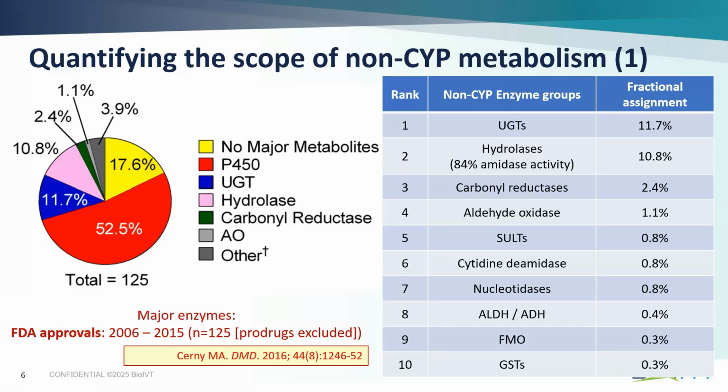And if you go down the list, you'll see the sulfotransferases, very specific cytidine deaminase enzymes, nucleotidases, aldehyde and alcohol dehydrogenases. And FMO, surprisingly, is way down here at number 9, and then glutathione S-transferases at number 10. And later I'll get to my own list of my top 10 and some of the caveats for why these surveys may be limited.